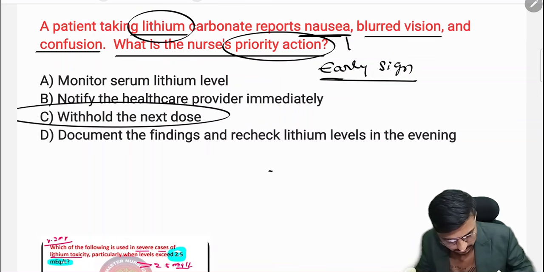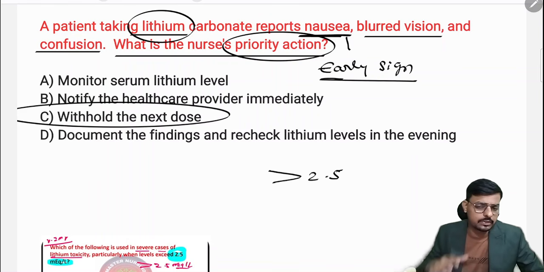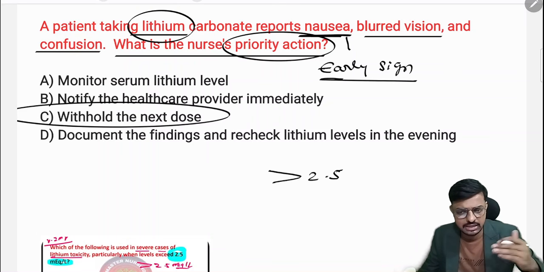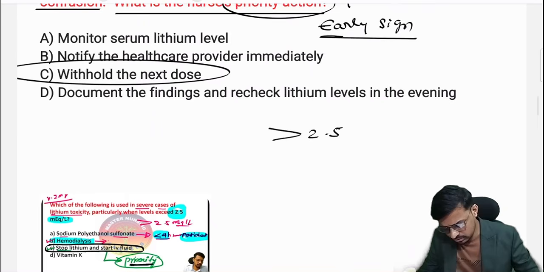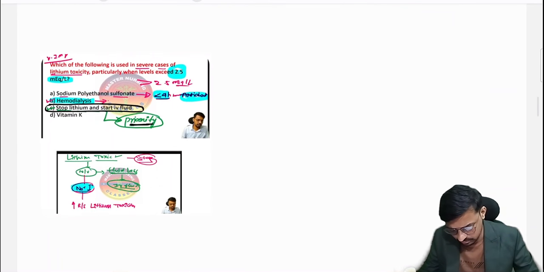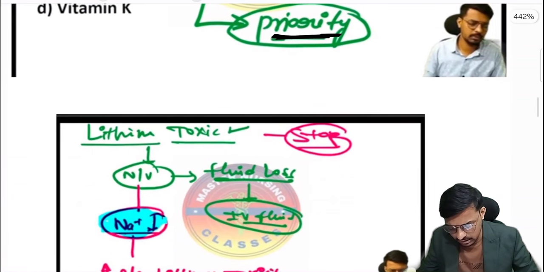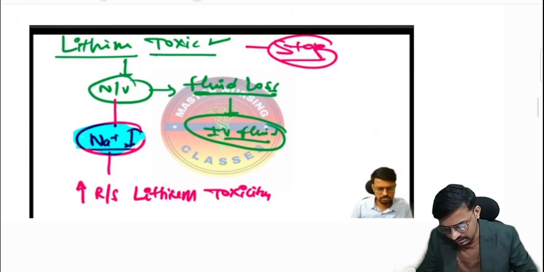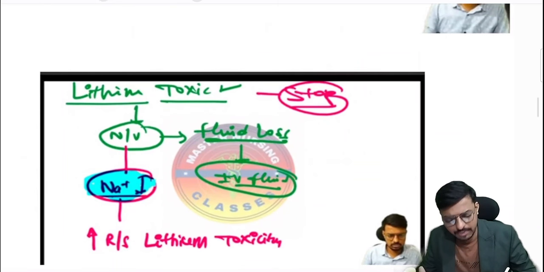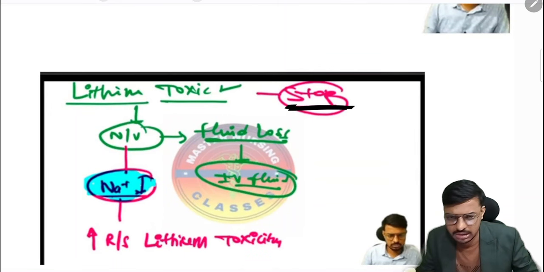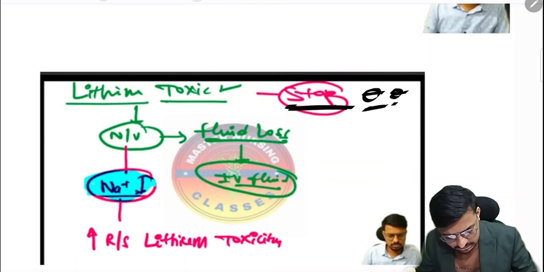If in the exam he mentions the serum lithium level is more than 2.5 milliequivalent per liter, the next best step of the management is hemodialysis. So if it is going more than 2.5, we have to go for hemodialysis, right? But in the question, this was the explanation I gave to you. Lithium toxicity means the earliest sign we will get is nausea and vomiting. To replace the fluid lost by the nausea and vomiting, we will give IV fluid. Along with that, the first and priority thing we have to do is stop the lithium. This was the question which was directly asked in your exam, right?